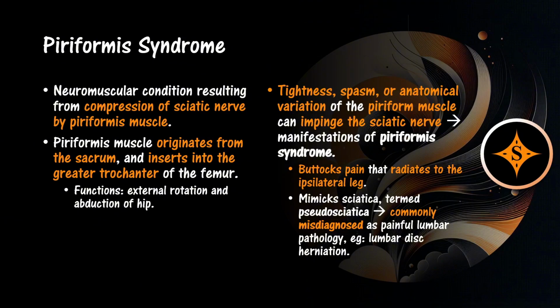These anatomical variations include a split piriformis muscle where instead of being one thick muscle band, it is actually multiple bands between which the sciatic nerve runs through, which increases the likelihood of the nerve getting impinged whenever the muscle experiences excessive tension, spasm, or hypertrophy. And when this occurs, the manifestation includes buttocks pain that may radiate down the leg.